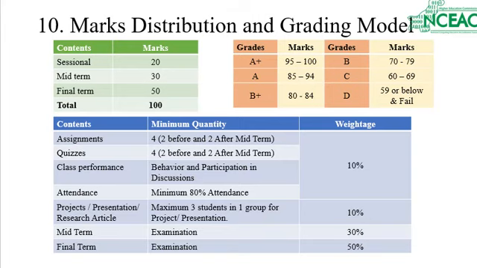Here are the marks distribution and grading model. It depends on the university, and may also vary from course to course. Generally, we divide the marks distribution as midterm, final term, and sessional. Midterm includes 30 marks, 50 marks for final term, and sessional is 20.